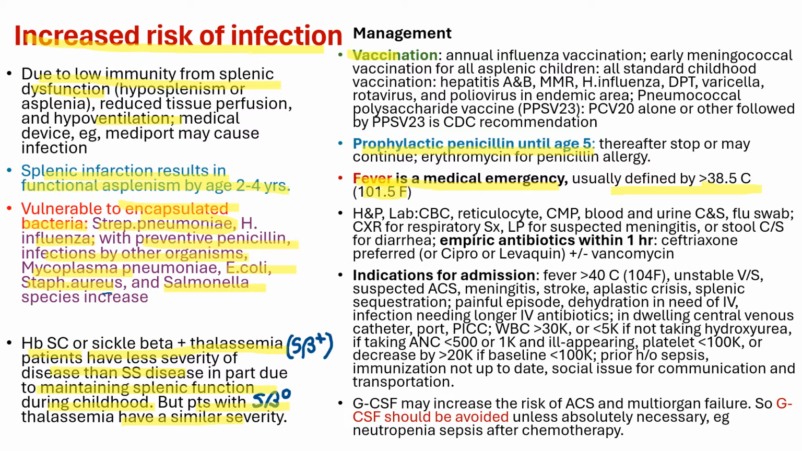And empiric antibiotic therapy is started within 1 hour, usually ceftriaxone or cipro or Levaquin, plus or minus vancomycin, depending on the suspected organisms. One thing that we need to know is that granulocyte colony stimulating factor, filgrastim, like Neupogen, may increase the risk of acute chest syndrome and multi-organ failure, so we should avoid it.